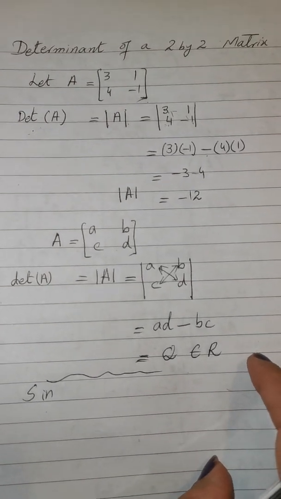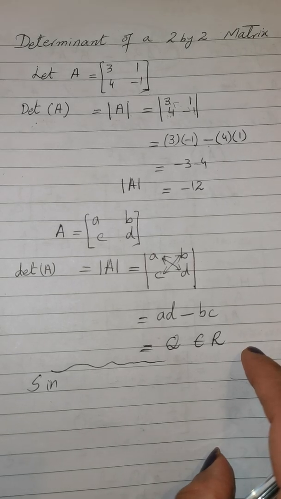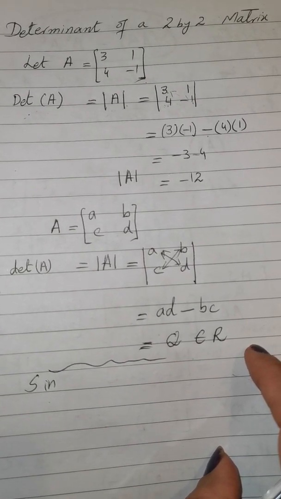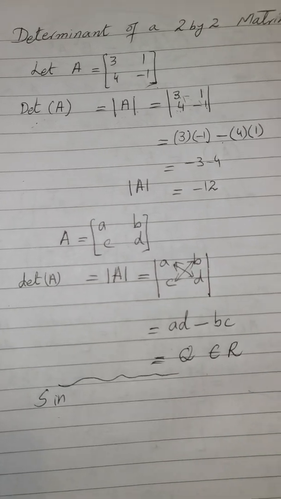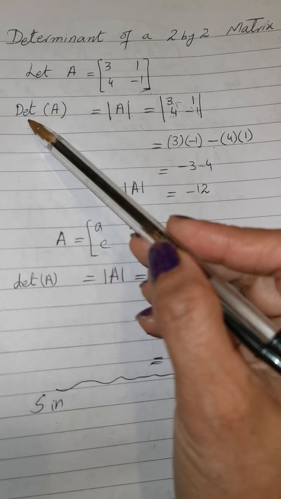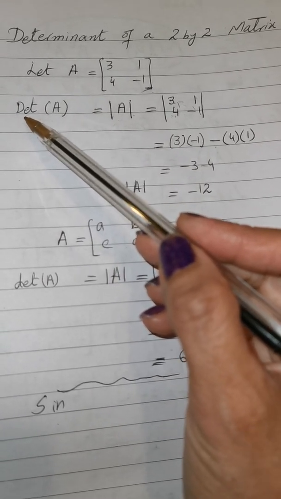Today we will learn about the determinant of a 2 by 2 matrix. You will take any matrix of order 2 by 2. So what is a determinant? Determinant is represented by DET, from determinant.